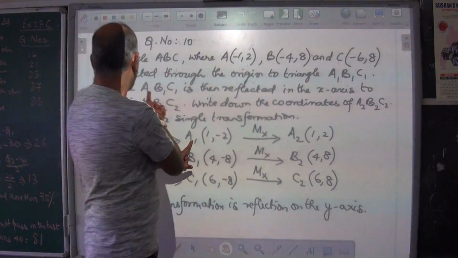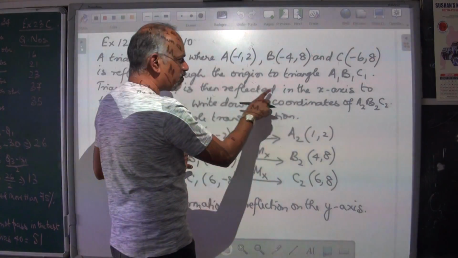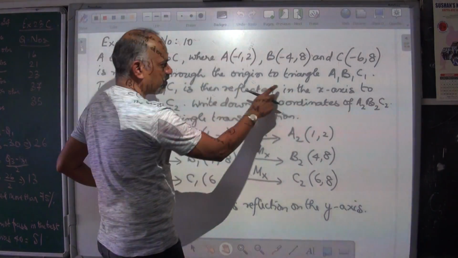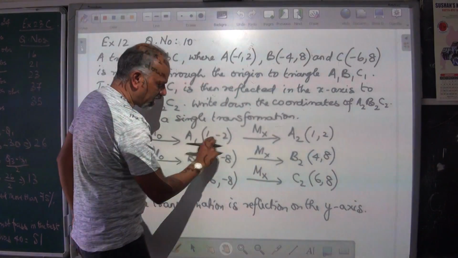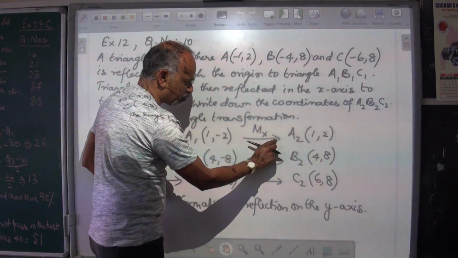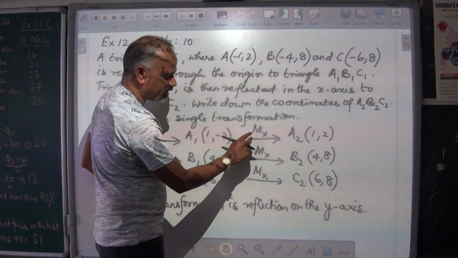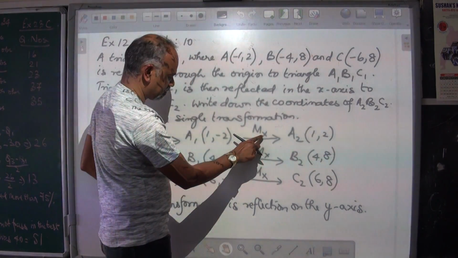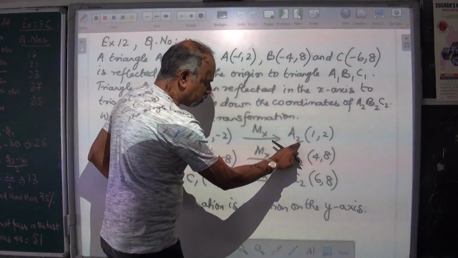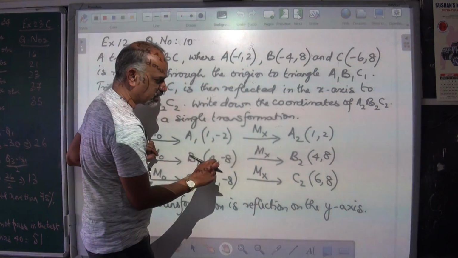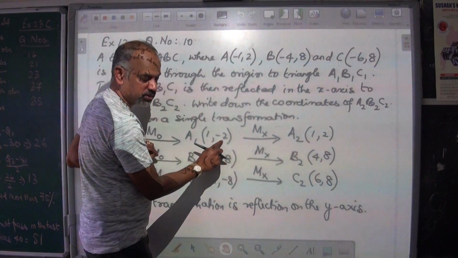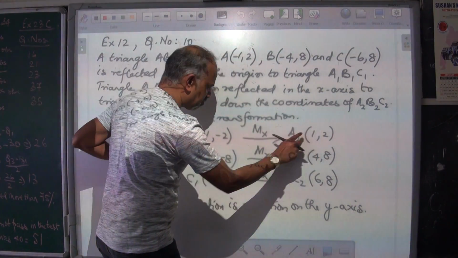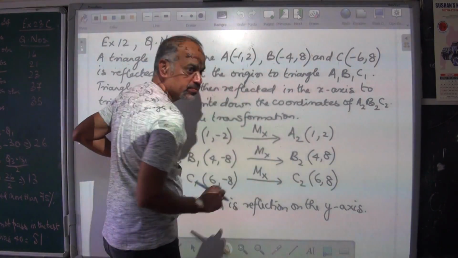And here it says A1, B1, C1 is then reflected in the x-axis. This is A1. This is then reflected in the x-axis. So I continue the reflection here itself. I have put an arrow. A1 I'm going to reflect on the x-axis, that's MX, mirror is the x-axis. A1 becomes A2. When you reflect any point on the x-axis, y coordinate sign will change. So this sign will change. This will not change. So 1 remains same, -2 becomes 2.